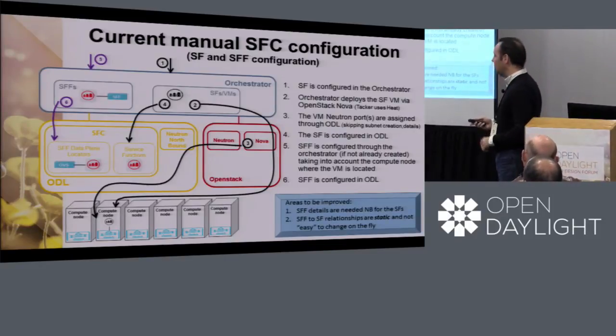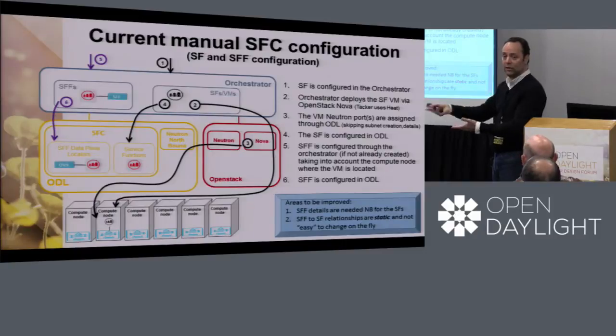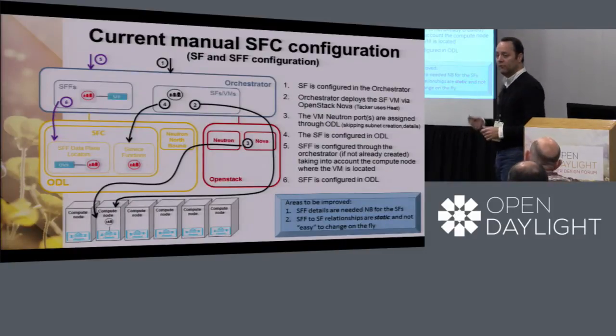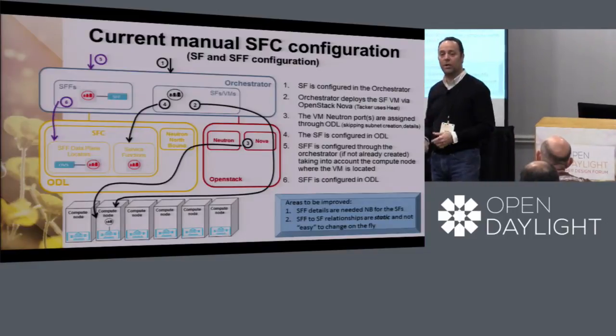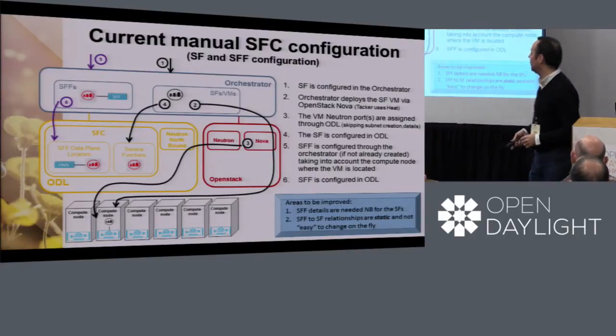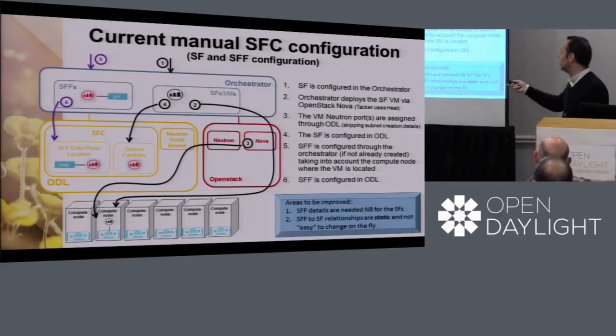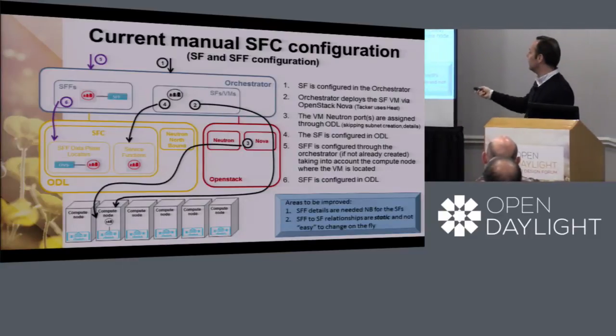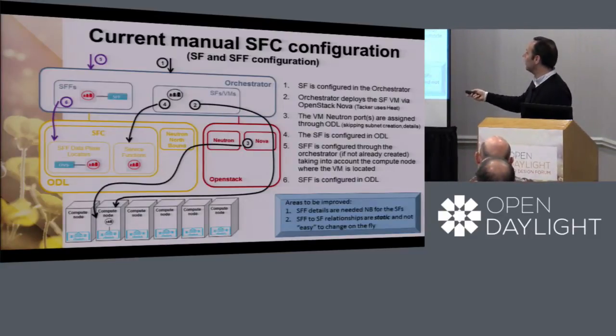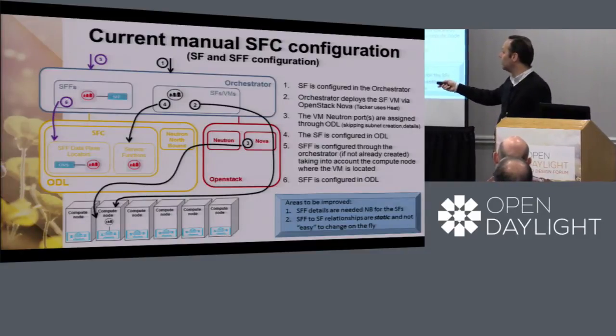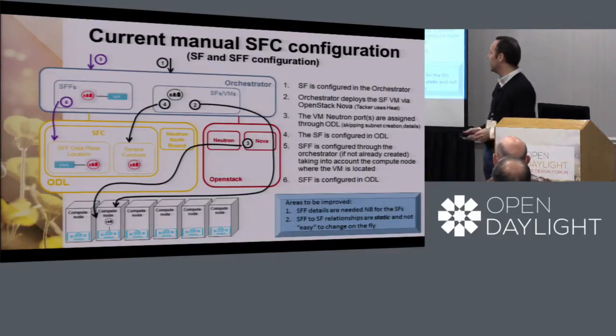As it is today, the service function is configured in the orchestrator. The orchestrator receives, okay, I need to create a service function. It has a bit of logic that knows whether a VM has been spun up for that yet or not. Let's take the case where it hasn't yet, so it will spin up a VM, go through Neutron, and get all the ports. Then the orchestrator will talk to OpenDaylight and say, here's a service function, here's the configuration for the service function.